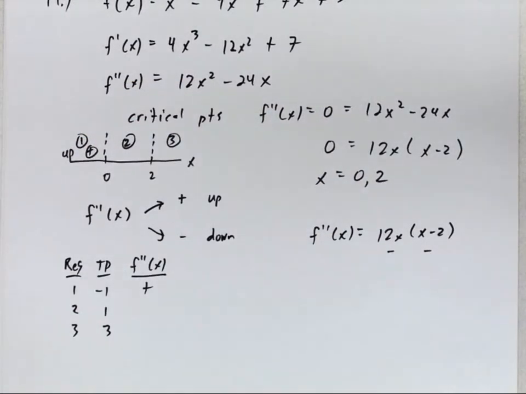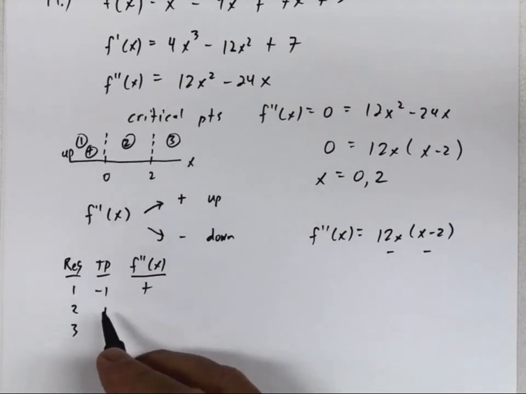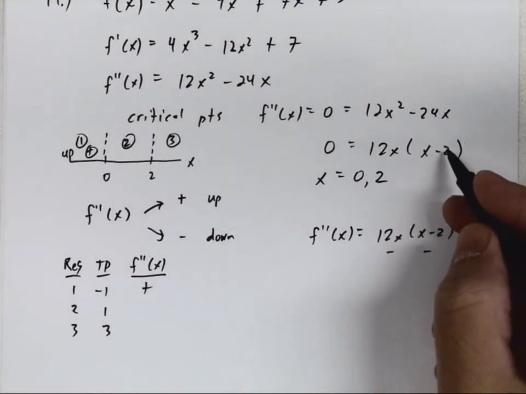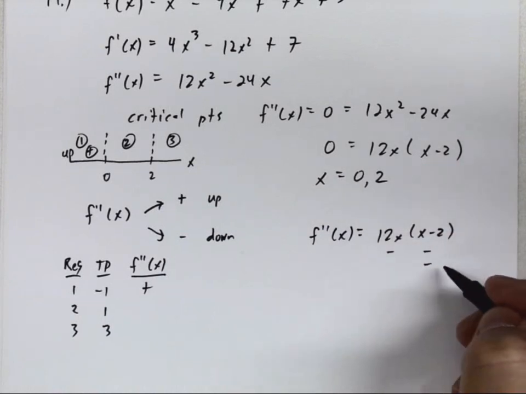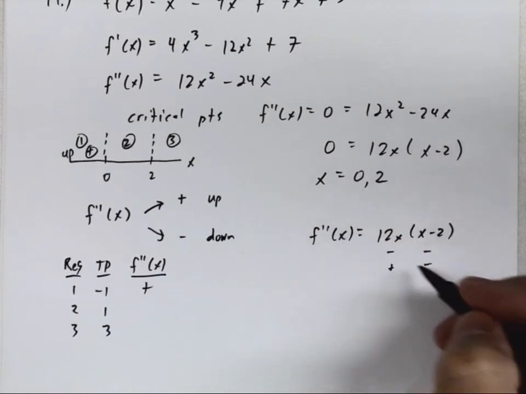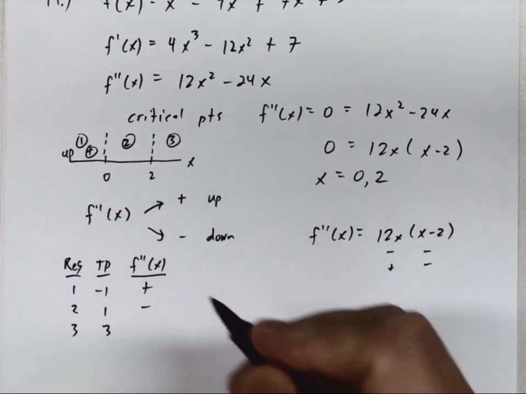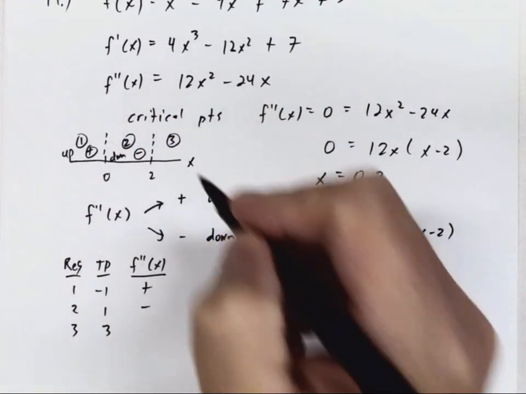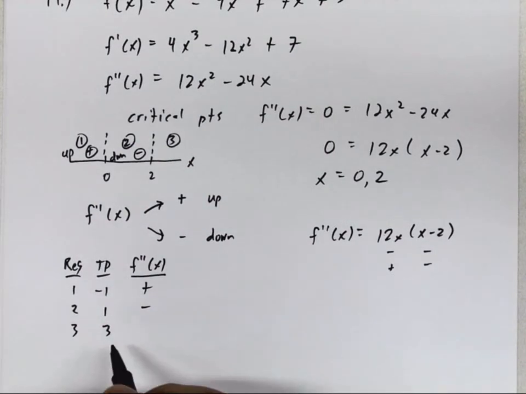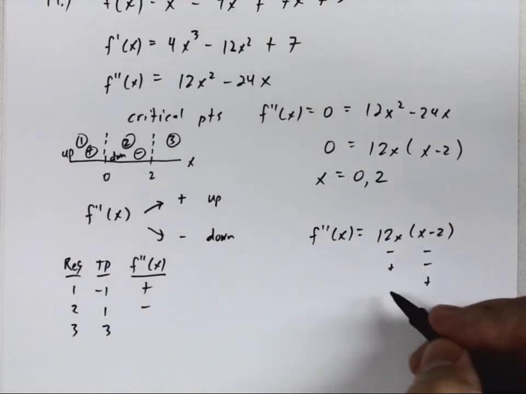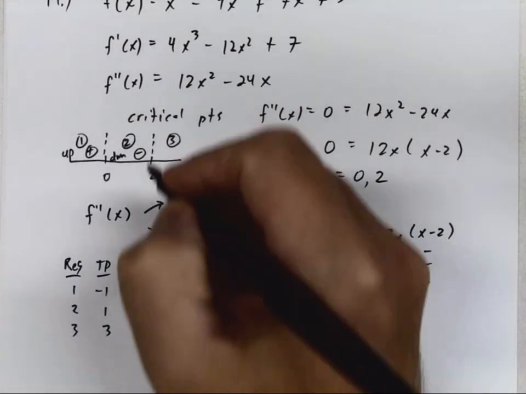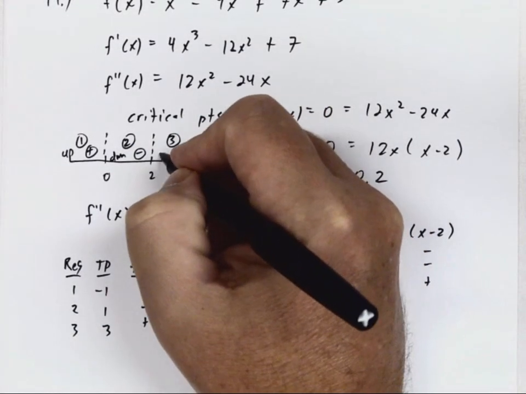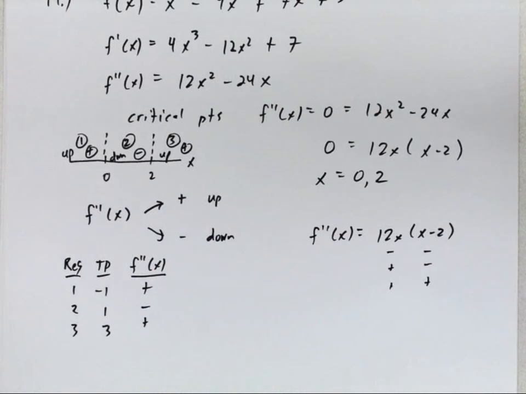Actually, region 1 is going to be concave up. If I go to region 2, I plug in 1. If I plug in 1 here, the parenthesis is negative, and this one's positive, so it looks like region 2 is a negative region, which means it's going to be concave down. And finally, for the third region, I plug in 3, it's positive, positive. Region 3 is positive, back to concave up.